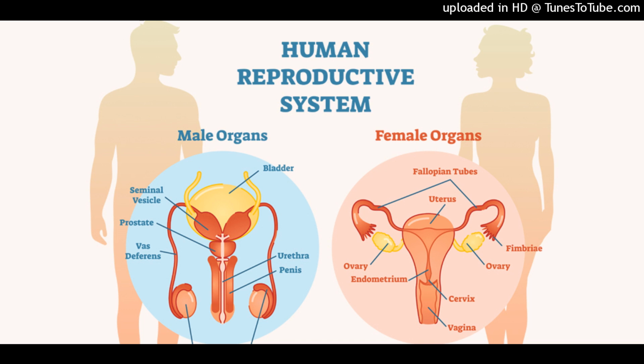Mons pubis. The mons pubis is the rounded, fleshy prominence over the symphysis pubis that forms the anterior border of the external reproductive organs. It is covered with varying amounts of pubic hair.